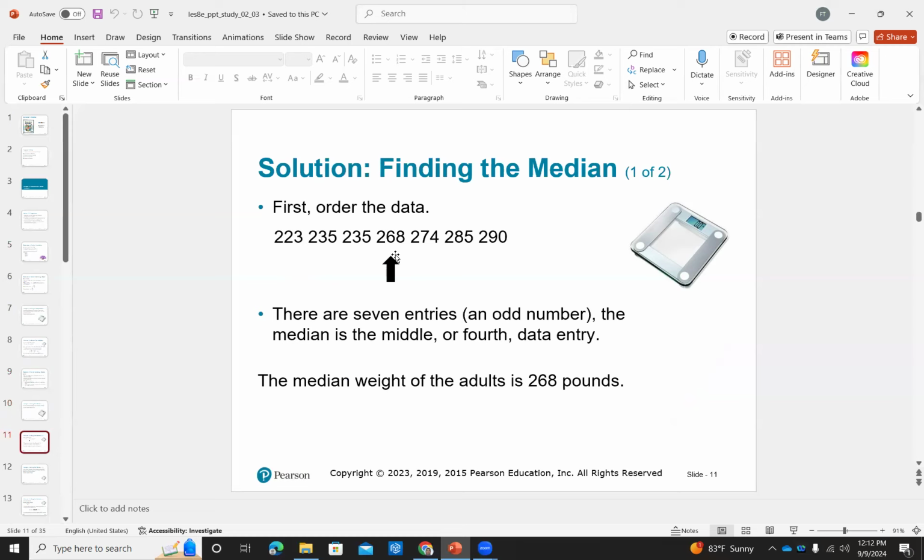And then you just have to find the middle number. The middle number here is 268. Since there are 7 entries here, the middle number is just one number because this is an odd total. The middle number is just one number, and that's the median in this question.